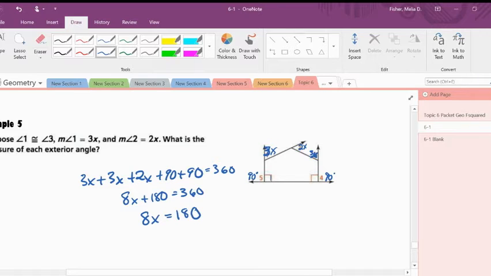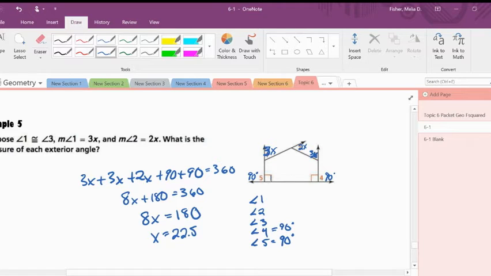And 180 divided by 8 is 22.5 degrees. Well, x is 22.5. So we want to know what is the measure of each angle. So we have angle 1, angle 2, angle 3, angle 4, and angle 5. And we know that 4 is 90 and 5 is 90 degrees.